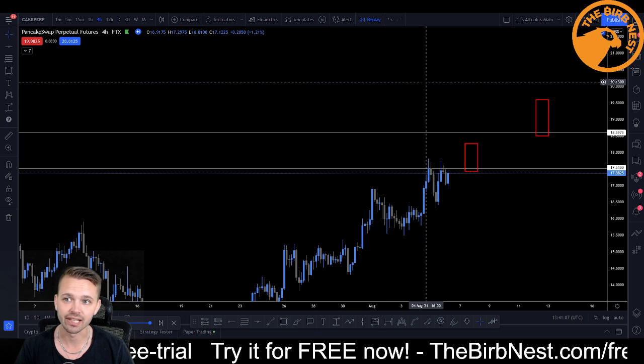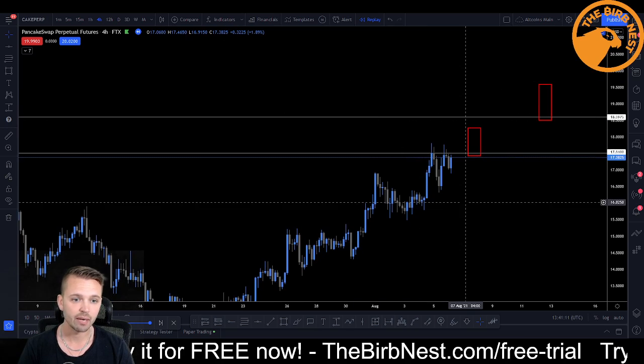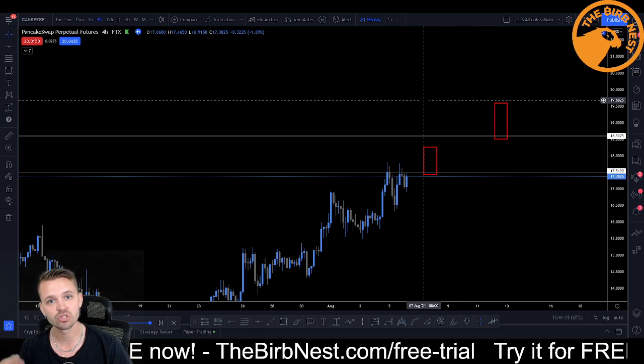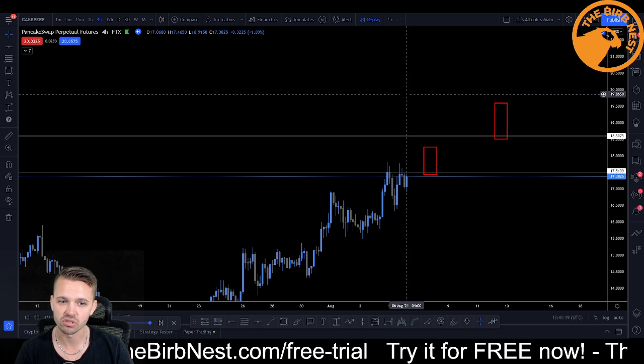Right, so we're watching Cake here on FTX, the Cake Perpetual Futures contract, and I'm going to show you two setups here on Cake. First without the indicator, and then I'm going to show you with the indicator, and we're going to look at the differences, and the differences are huge, right?